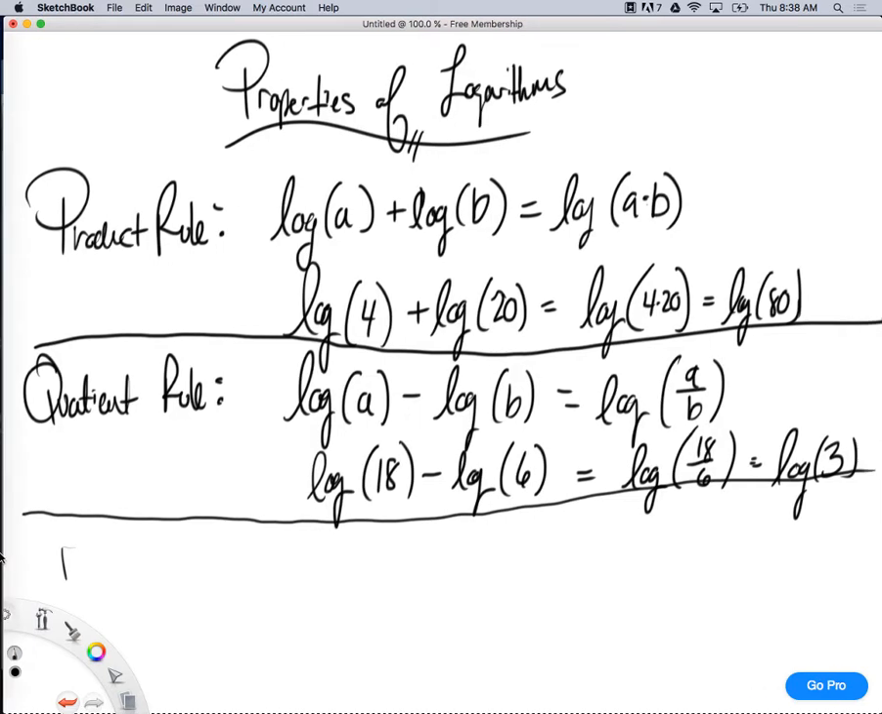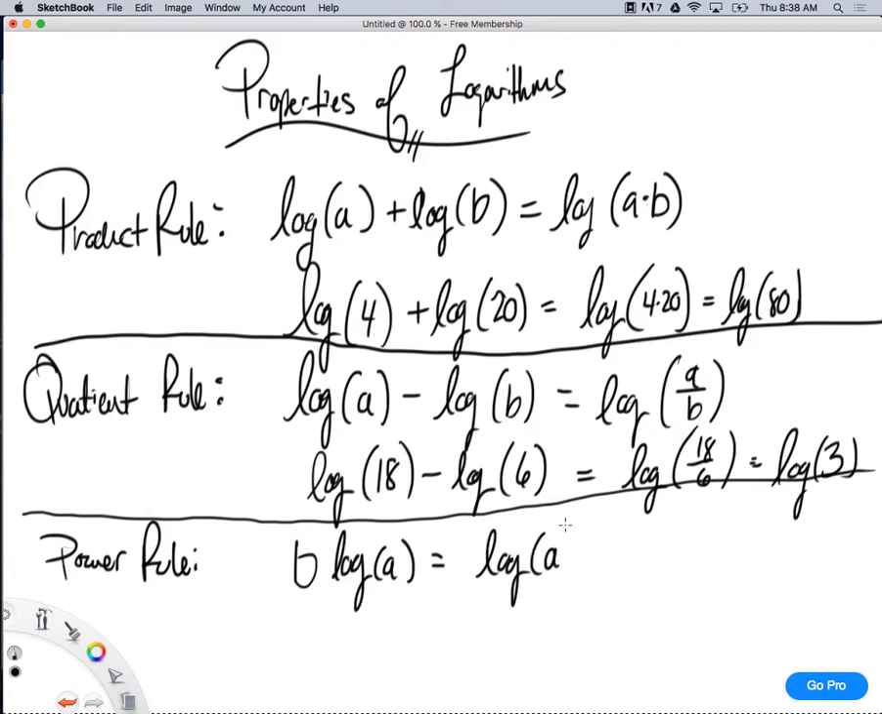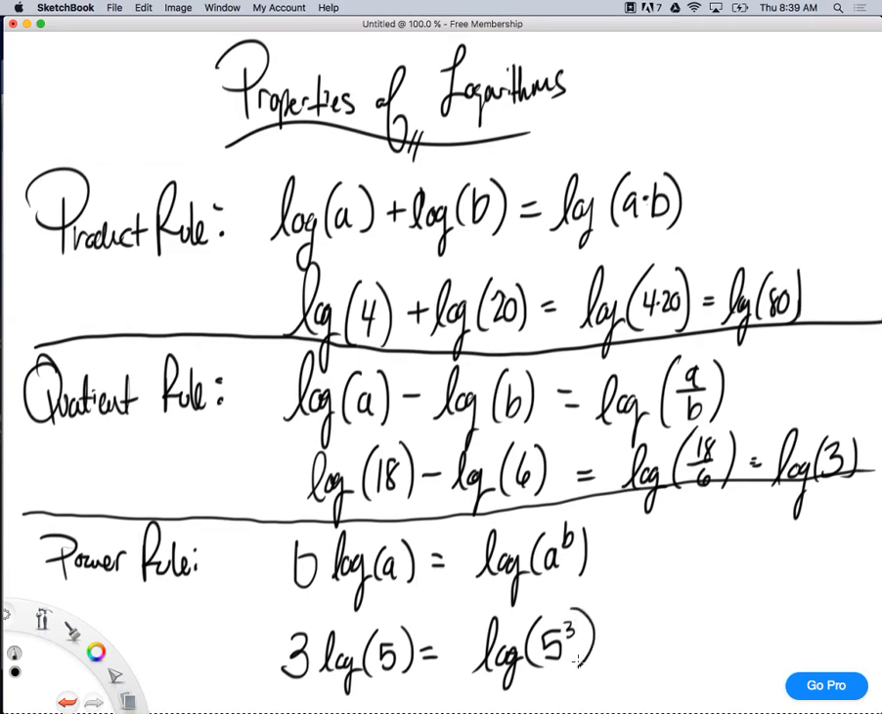All right. Next, power rule. Power rule says that if I have B times the log of A, that's equal to the log of A to the B power. What does this look like? 3 times the log of 5 equals not log of 3 times 5. Don't make that mistake. It's log of 5 to the third power.